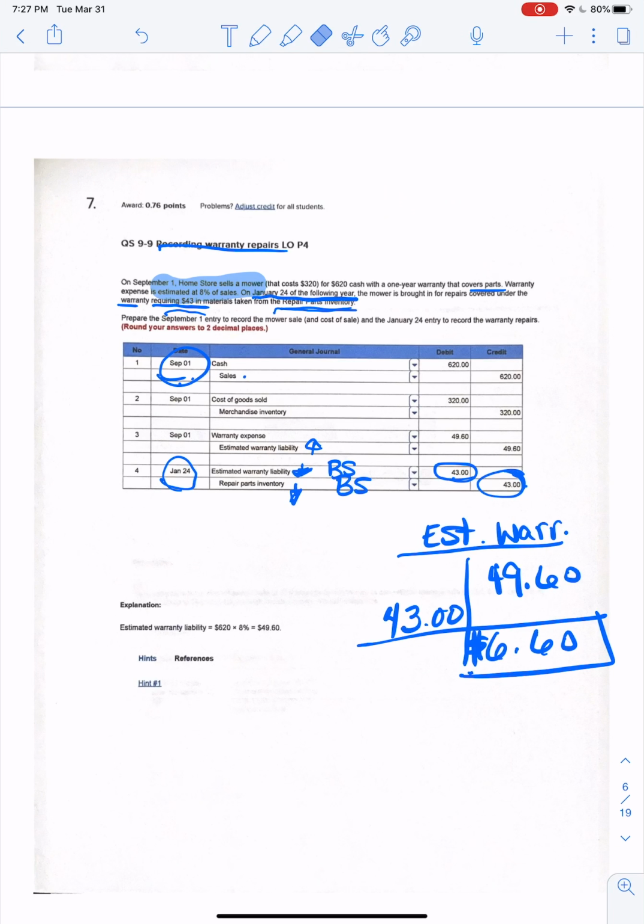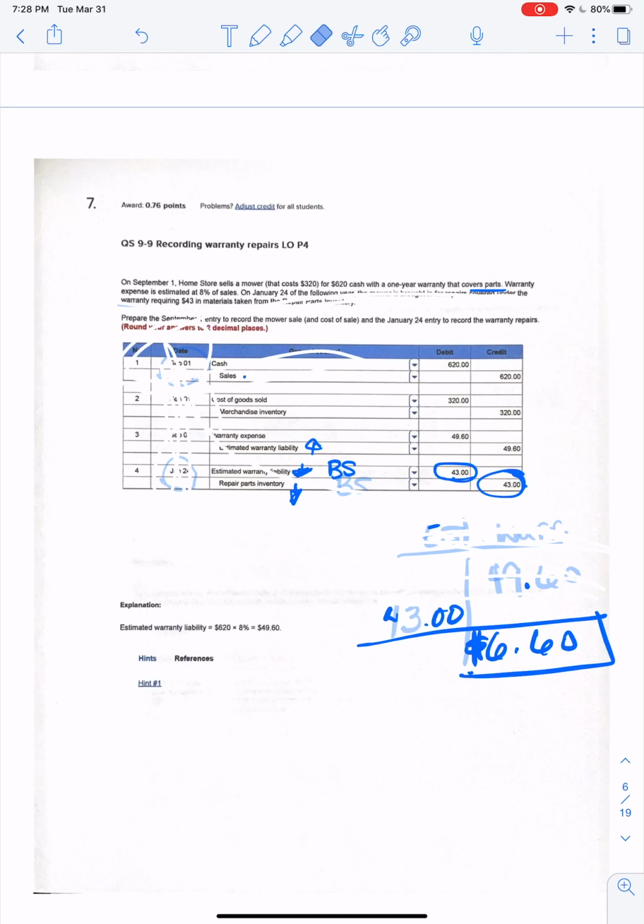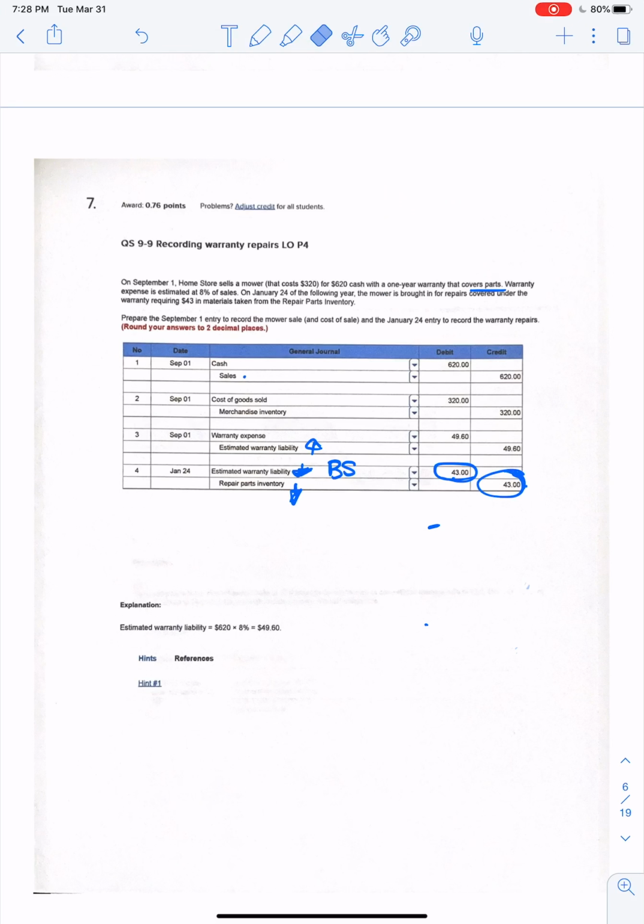Now, for the next question, what we're going to see is how we deal with warranty expense. In this case, what we are told is that we made a sale and that we expect a certain amount of warranty expense to be associated with that sale. Seems pretty realistic.